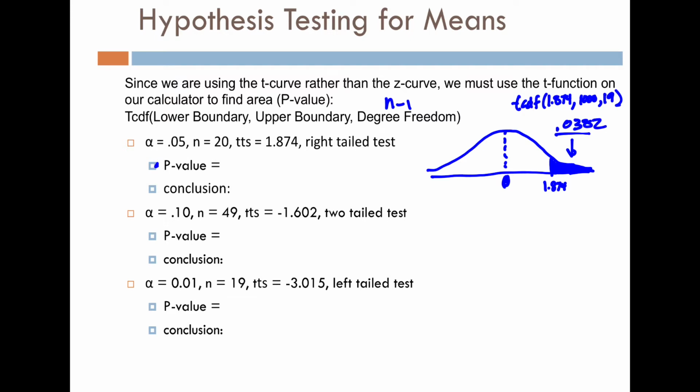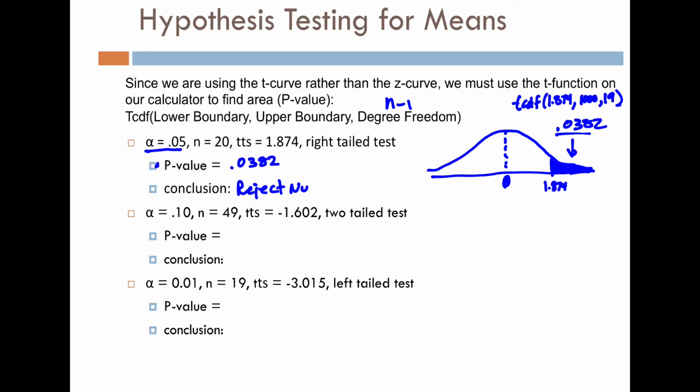You may want to hit pause there, but 0.0382 is the p-value, which given our alpha value of 0.05, what would that conclude? Would we reject or fail to reject the null hypothesis? In this case, we would, yes, reject the null hypothesis. And we would say the data supports the underlying alternative hypothesis. And we would put that into words.